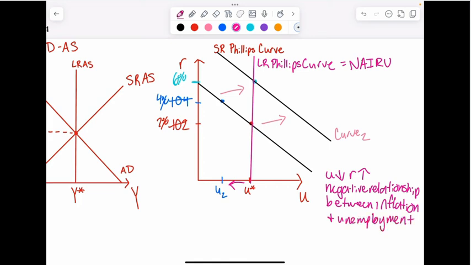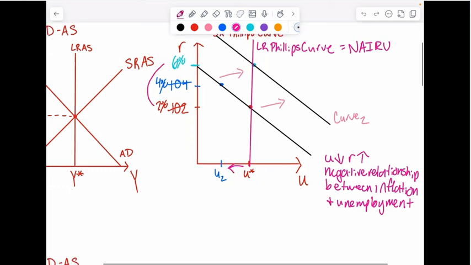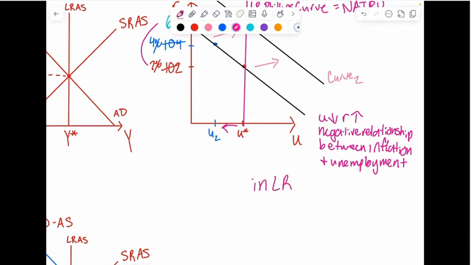However, in the long run, right here, you can see that there is no relationship between inflation and unemployment, because as our inflation goes up from 2 to 6%, our unemployment stays at the exact same spot. So in the long run, there's no relationship between inflation and unemployment.